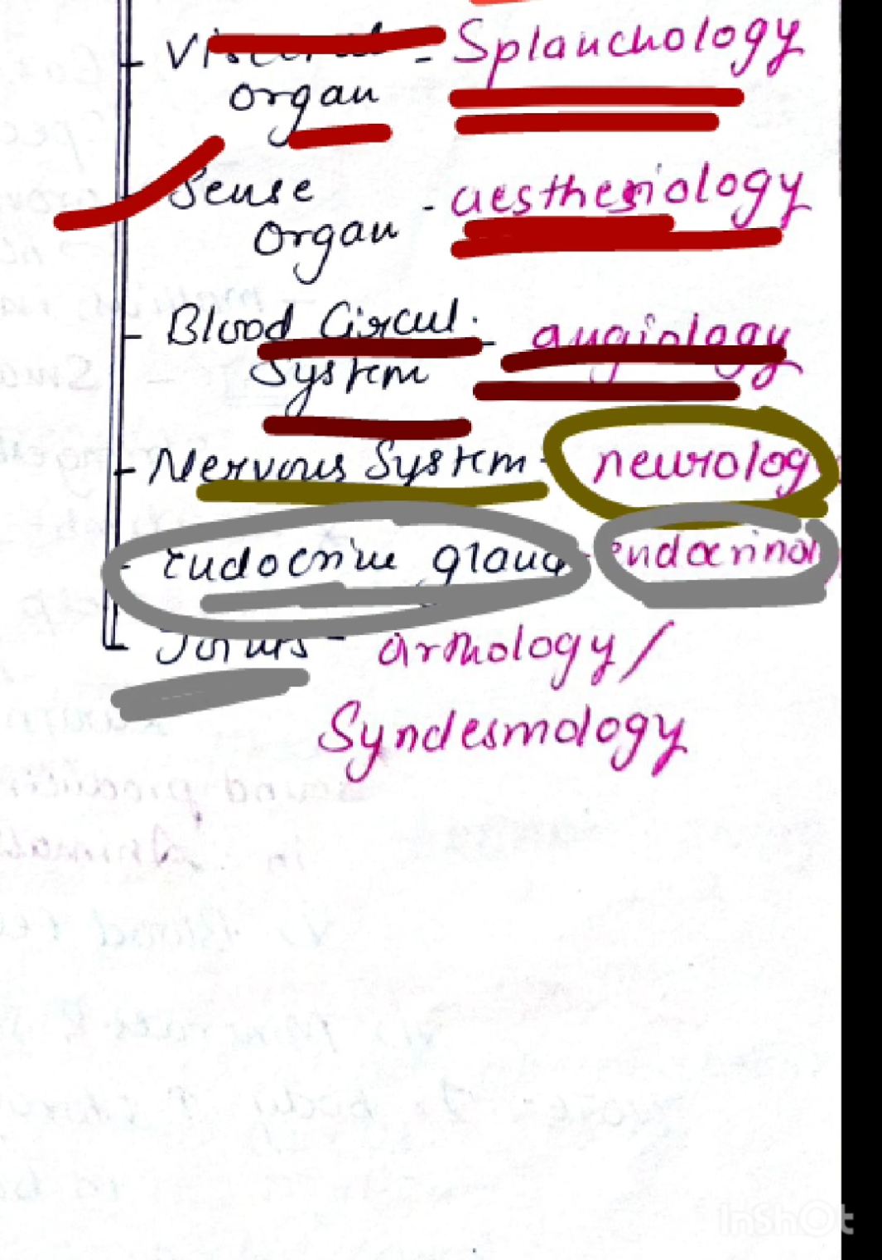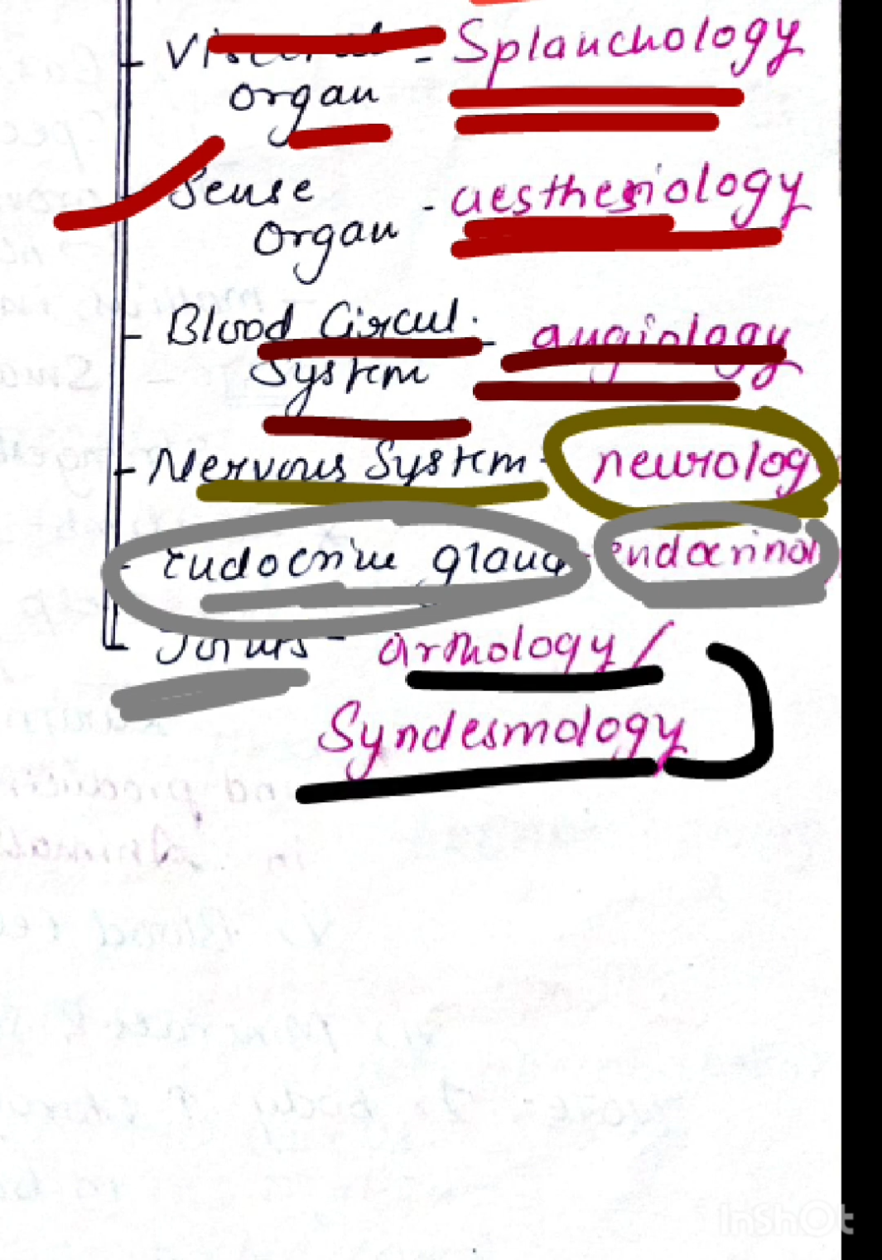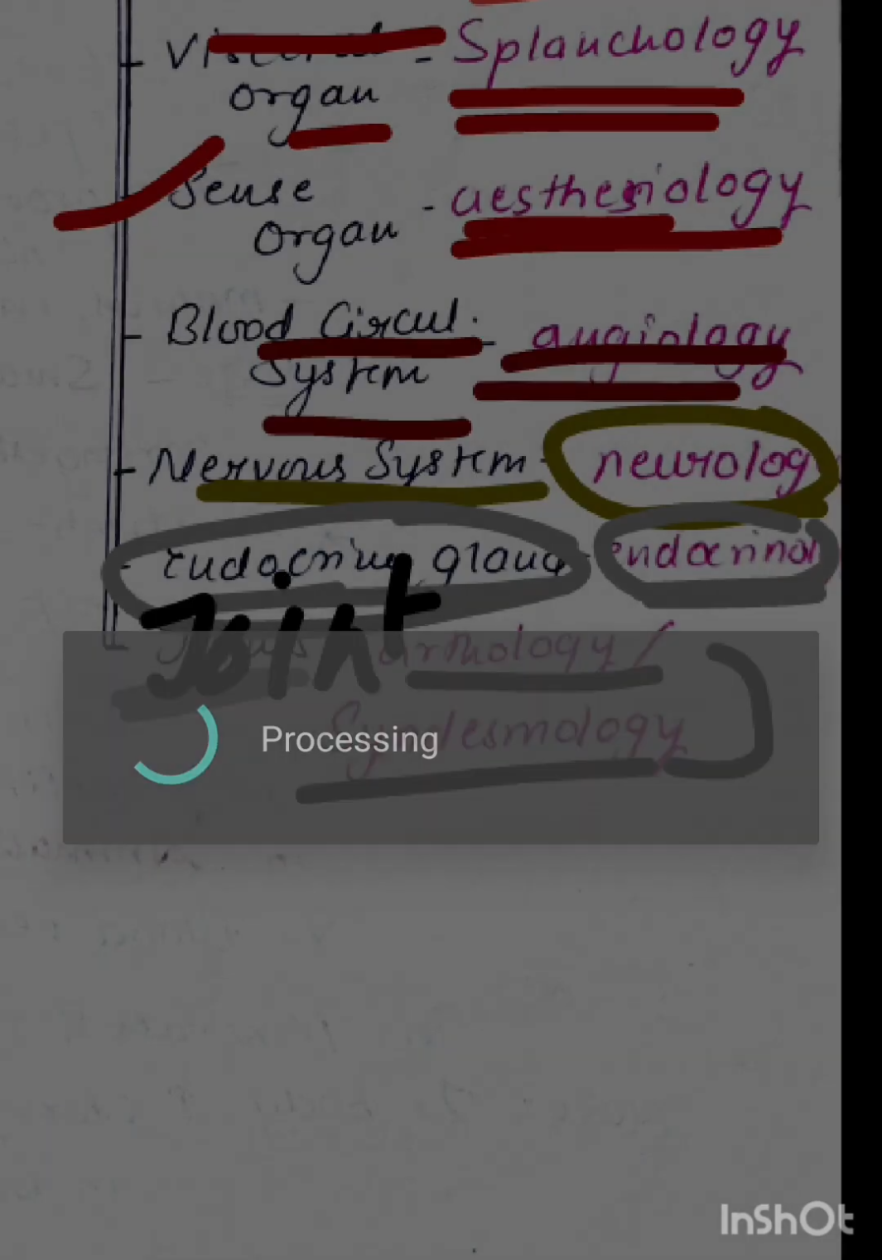And the last one is joint study, and the joint study is known as arthrology and syndesmology. Both terms are used for the joints. So recall this very clearly. Joint study is known as arthrology.